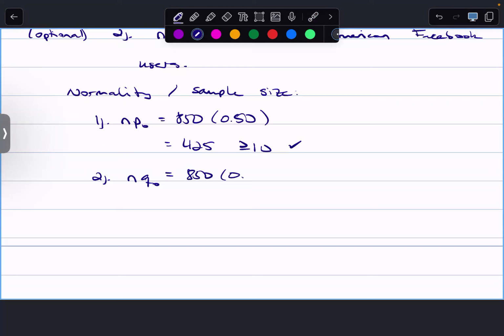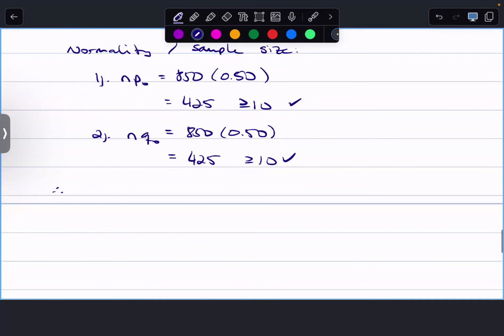N is still 850 and 1 minus 0.5 is 0.5, which is still 425, which is still greater than or equal to 10. Therefore, the conditions for the central limit theorem are met, which means that we can assume a normal distribution, which is what we need to be able to calculate and use a Z to find probabilities. So that's important.